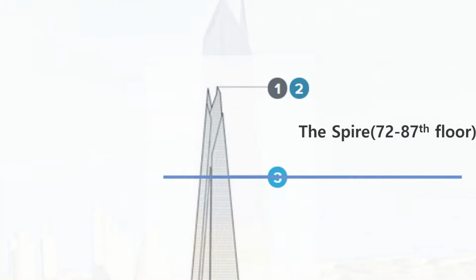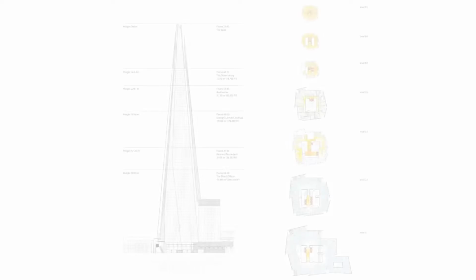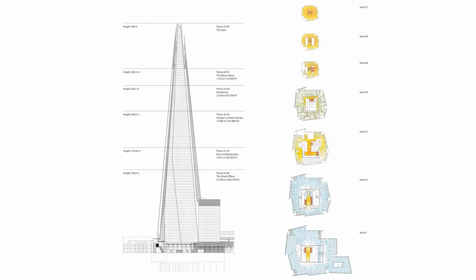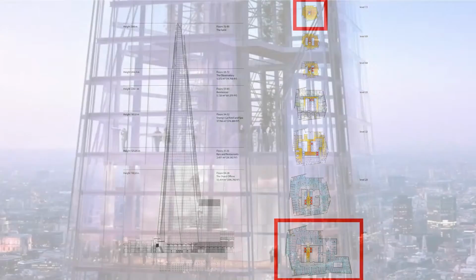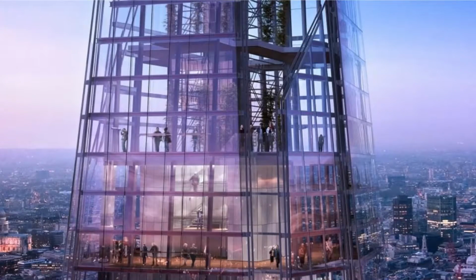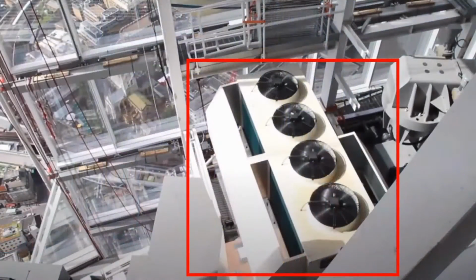The top of the Shard is used as observatory and radiator. The high-rise part of the Shard was not a good environment for apartments because of the small area. So the designers made the spire as observatory and radiator.